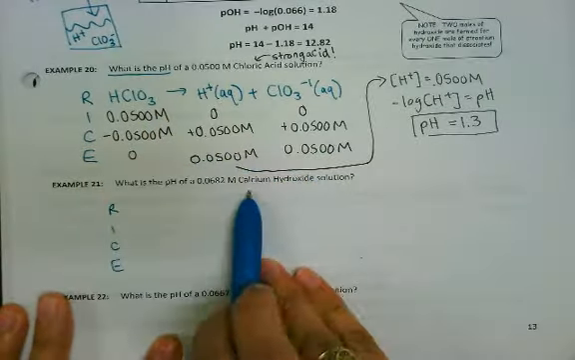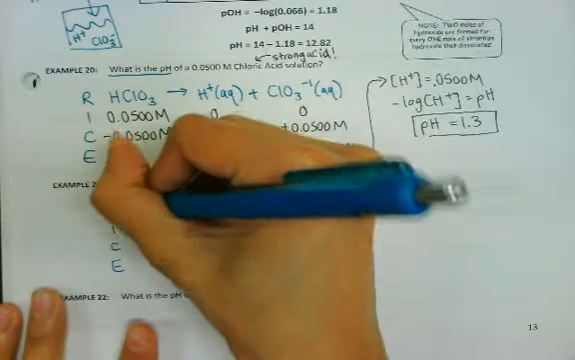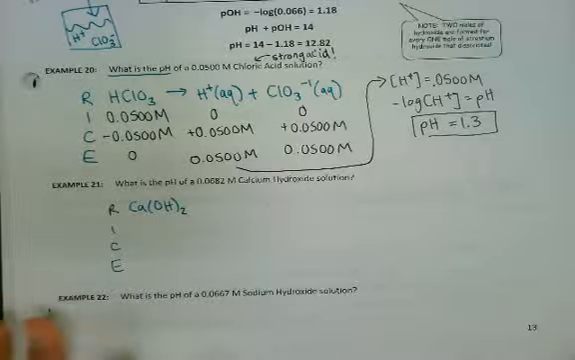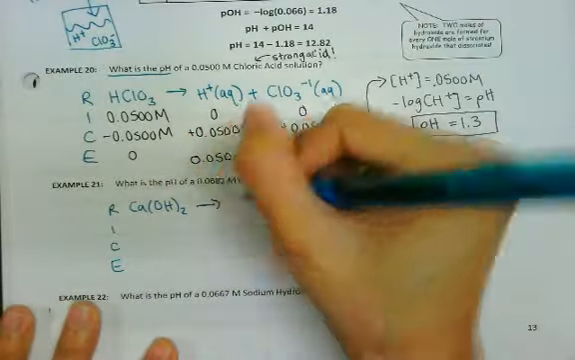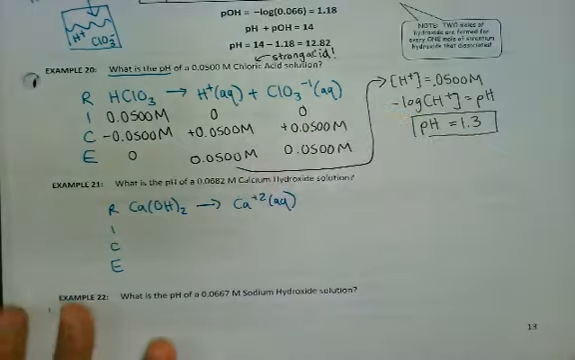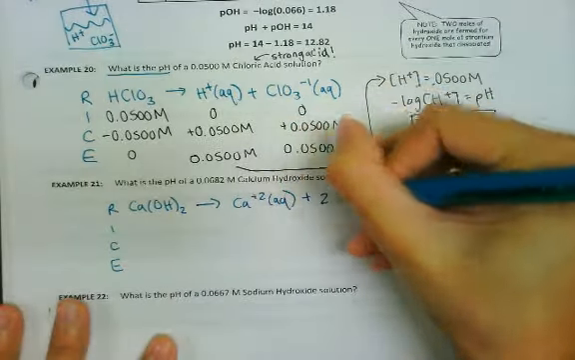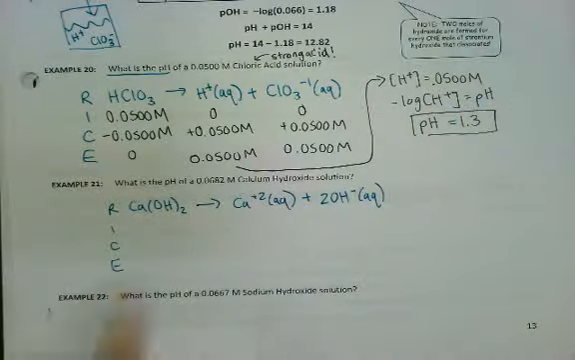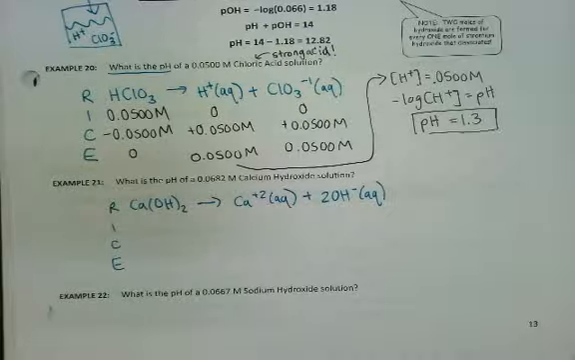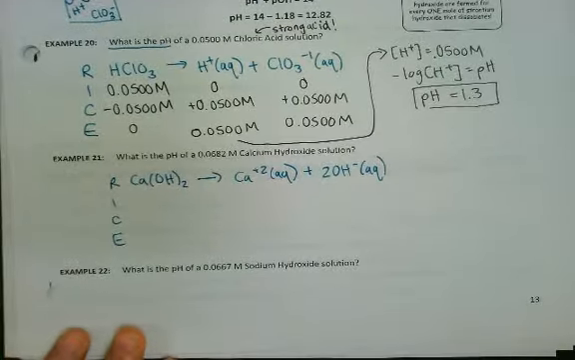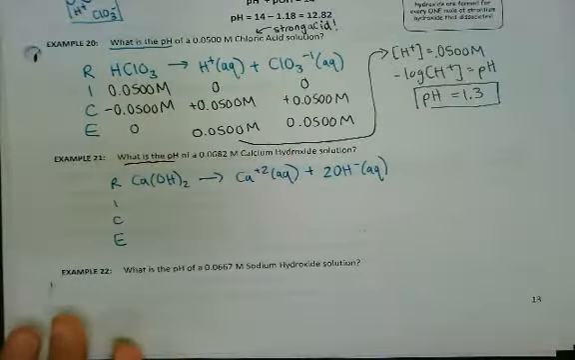Again, I'm going to assume you know how to write out a dissolving equation. So here's calcium hydroxide. Yes, you still need to know how to write formulas. We've been doing that all year. We're going to get calcium ions and 2 hydroxide ions for every 1 calcium hydroxide that dissociates. So here we're asking what is the pH of this molarity calcium hydroxide.